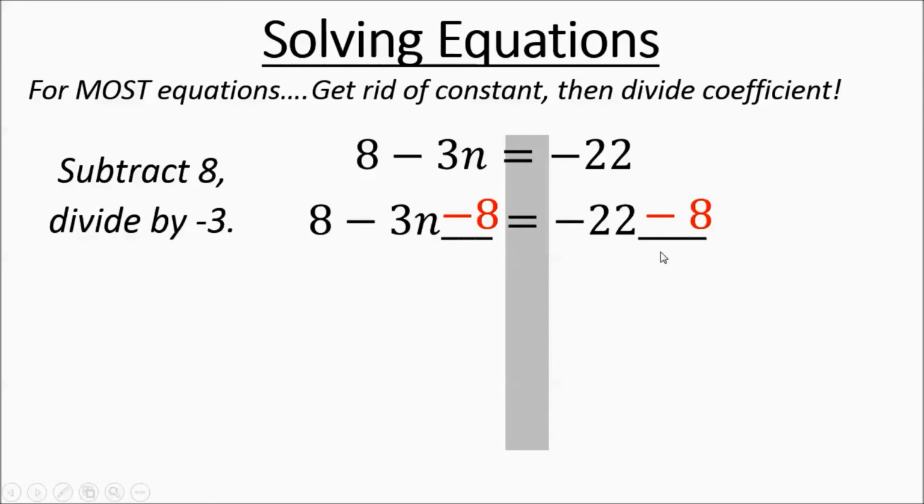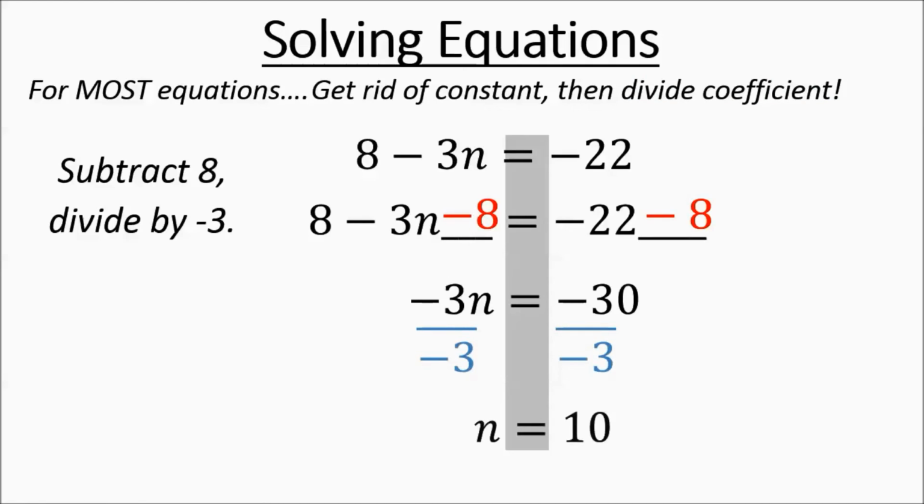Negative 22 minus 8. That's going to give you negative 30. So notice how the minus sign also dropped. You could think of this as a minus sign, but you can also think of it as attached to the negative 3. So this is negative 3n equaling negative 30. Divide both sides by negative 3. And you're going to get n equaling 10.